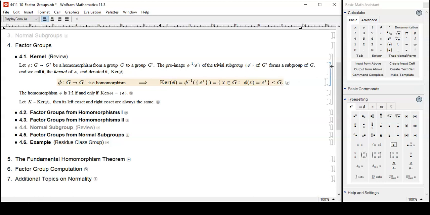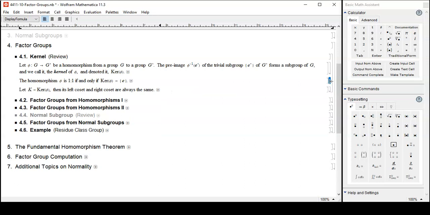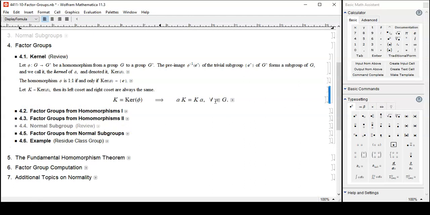That much is certain. And furthermore, we can prove that the homomorphism is one-to-one if and only if the kernel is just trivial, just e alone and nothing else. Now, most importantly, we can prove that, there's a typo. Okay, now it's corrected. Most importantly, we can prove that the left coset and the right coset are always the same as far as the kernels are concerned. In other words, the kernels are normal subgroups.